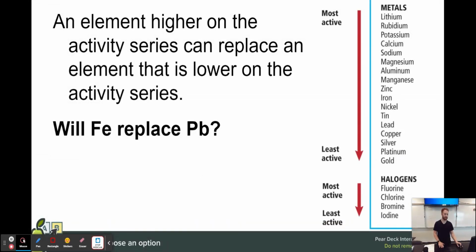Oh, I guess we've got another one. I forgot there was another example. Okay, will iron replace lead? Think about this one really quick. You can pause the video if you want to.